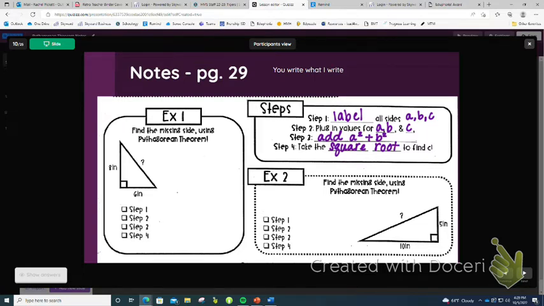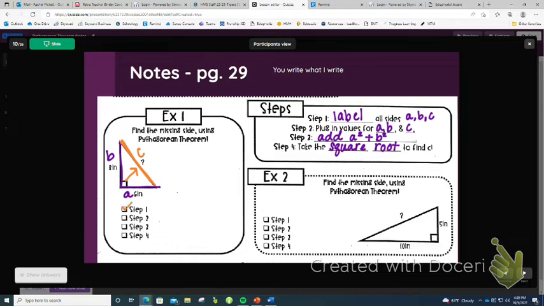So when we're looking at this example 1, it asks us to find the missing side using the Pythagorean theorem. So step 1 was to label all sides, A, B, and C. So our legs are the sides that are connected to the right angle. I can label that A and B. Remember, you could switch A and B, it doesn't matter. So that the hypotenuse, the side that is across from the right angle, that is what we're going to label as C. So we've done step 1.